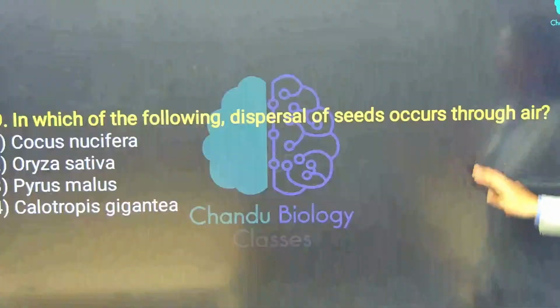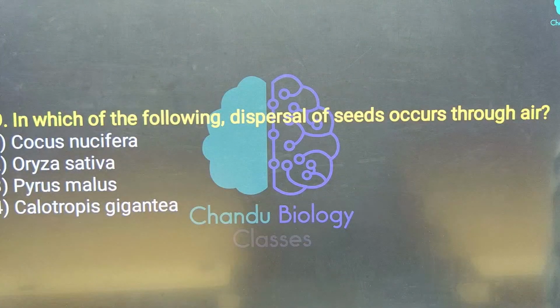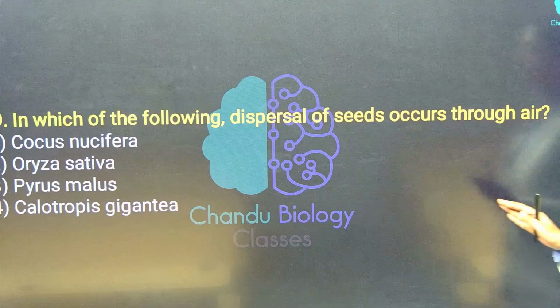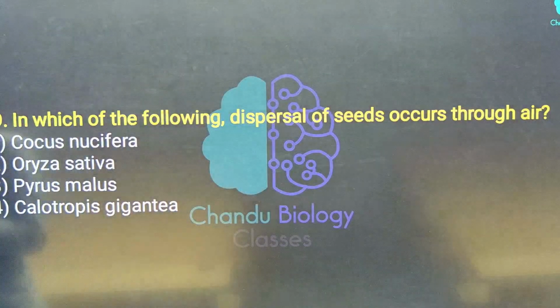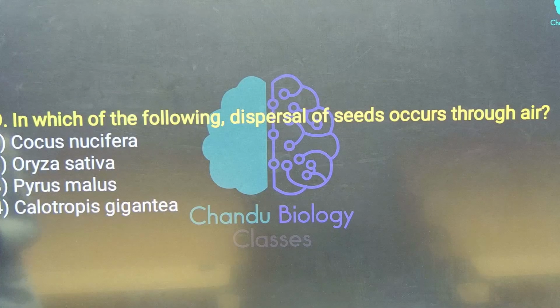Clear, right? Next question. In which of the following dispersal of seed occurs through air? That means which of the following will conduct wind pollination? Very simple question. Wind pollination is done in.